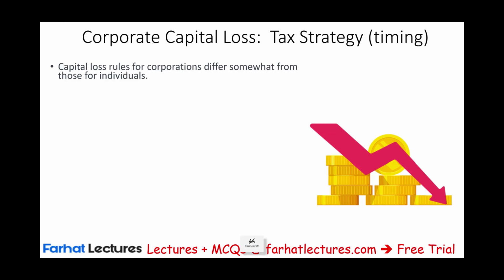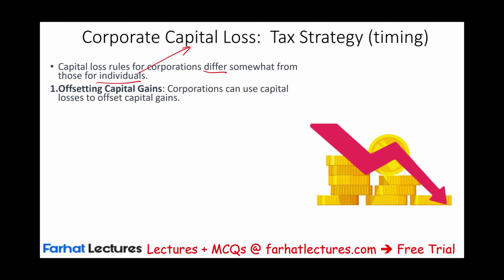First thing, we're going to look at corporate capital loss rules and explain what it is and make sure you understand it differs from individual. So we do have individual capital loss rules. Those are different. Let's discuss corporate capital losses. One, capital losses can only offset capital gain. So if you have capital losses, what can you do with capital losses? You can look at capital losses and offset capital gains.